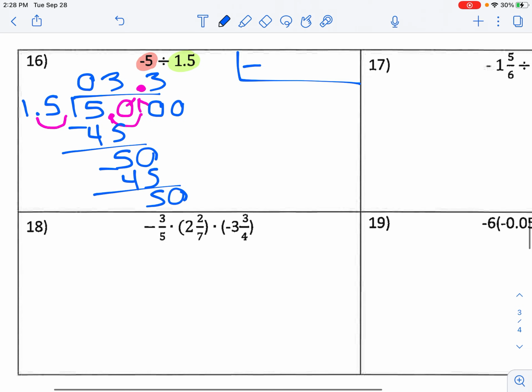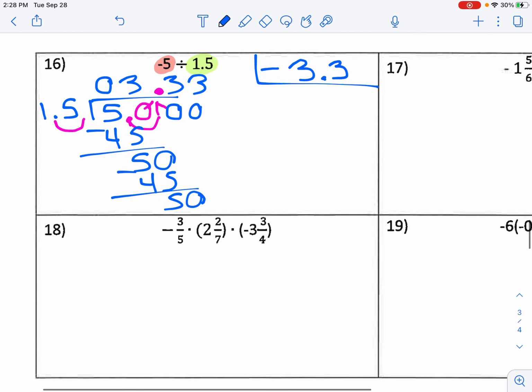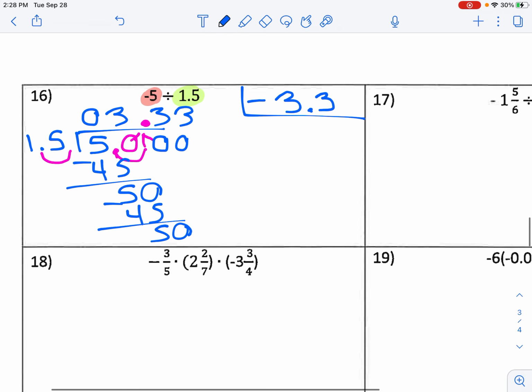If my iPad will cooperate. Oh my goodness. Okay, so the 3 is clearly repeating. So that's going to be negative 3 3/10 repeating. So sorry. Okay, there we go.